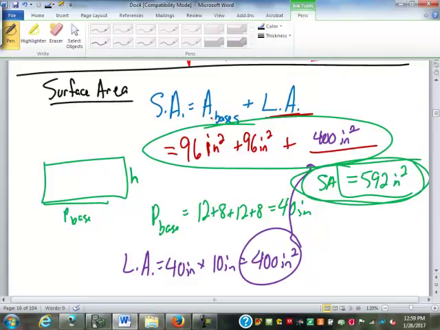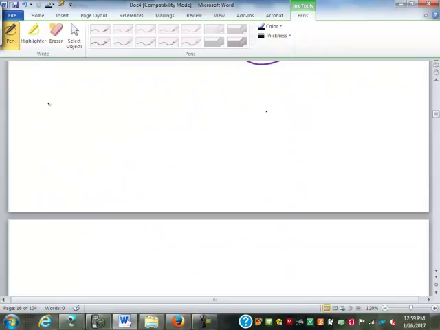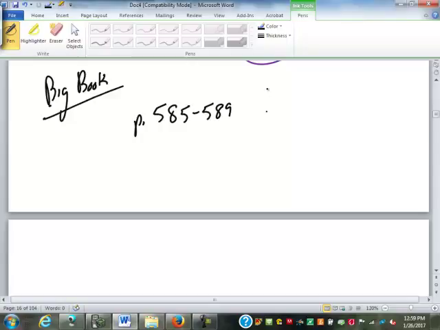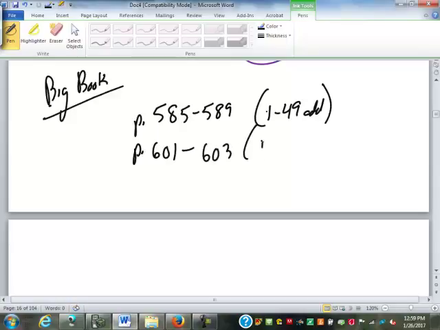Okay. What I want you guys to do, I want you to look in the big book, page 585 through 589, 1 through 49, the odds. It's a review of areas of rectangles, triangles, parallelograms. Page 601, 603, 1 through 31, the odds. That's area of circles.